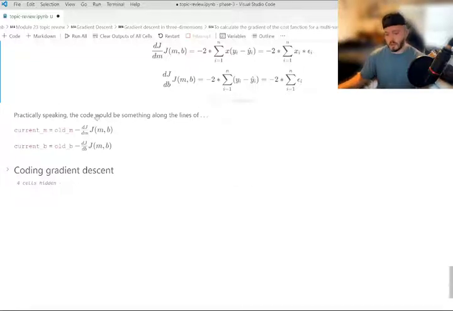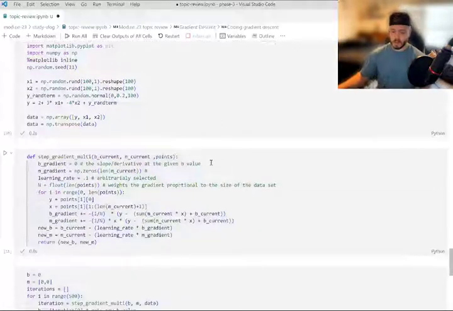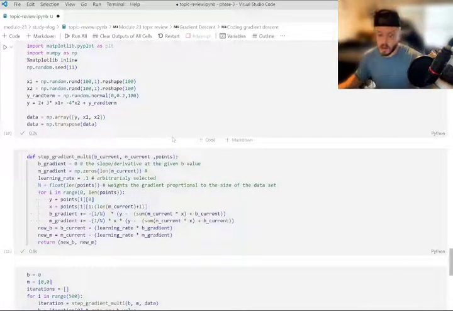So with code, this is how you would apply that calculus to update your m and your b values as you go through this. It's important to note that your b value is going to be an intercept, whereas your m, when you're dealing with multiple predictor variables, is actually going to be an array or a vector of parameters. So how do we do that in code?